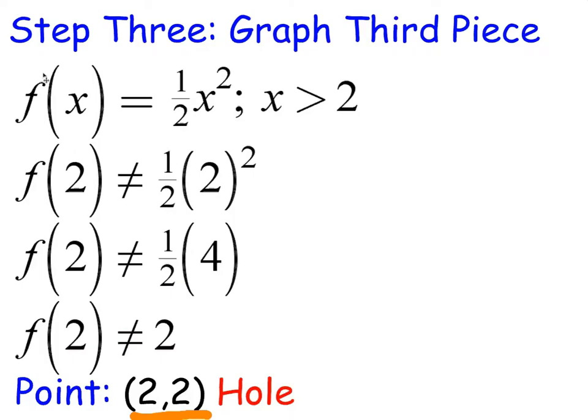Okay, let's get to step 3, graphing the third piece. The third piece of our function was 1/2 x squared for x bigger than 2. We're going to plug in this number into our function. However, it's not part of the interval, so it's going to be a hole because there's no bar here. 2 squared is 4, half of 4 is 2, so there will be a hole at (2, 2) for our third piece. Now it is quadratic, so we know it's going to be parabolic in nature.